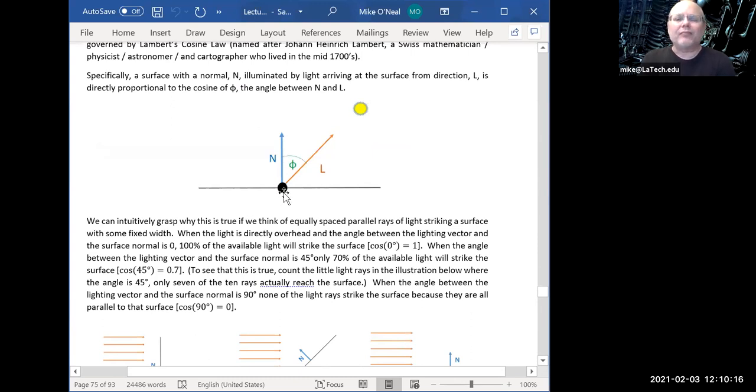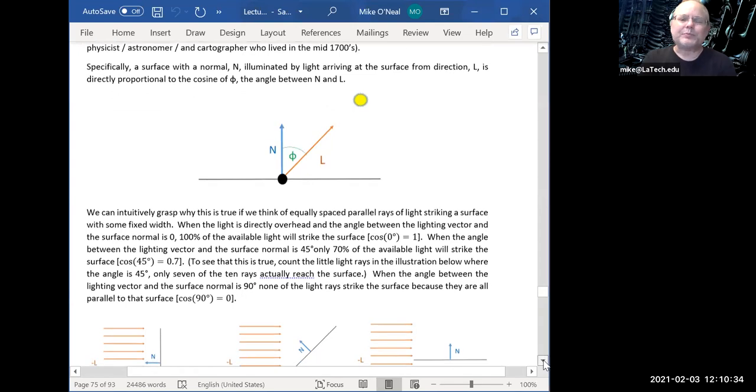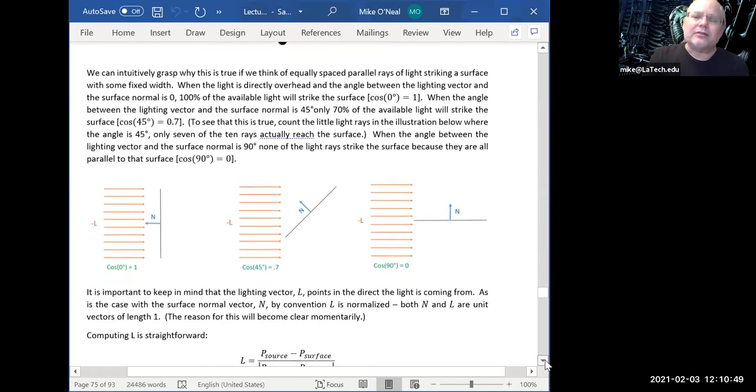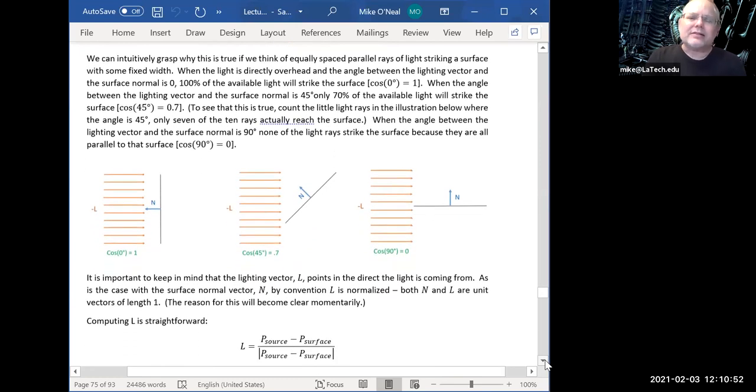So the difference between the surface normal and the lighting vector gives you an angle, phi in this case, and that angle determines how much light actually reaches the surface. This is called Lambert's cosine law, and it's easy to see graphically. I like to think in terms of pictures, because when you start giving me math, I start getting a little squirrely until I can see in my mind what that math actually means.